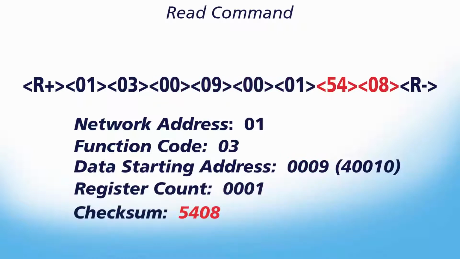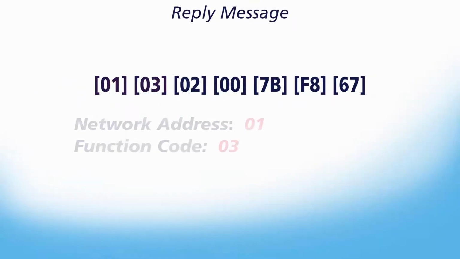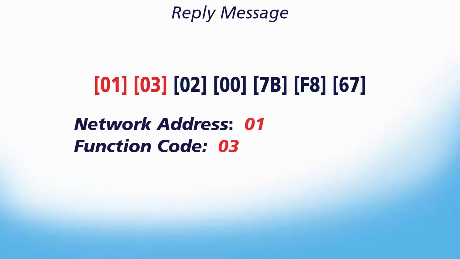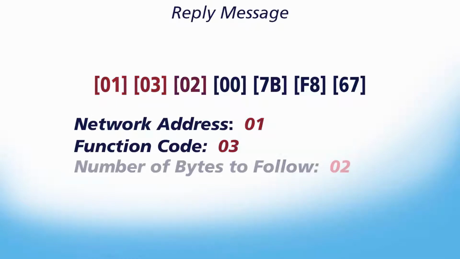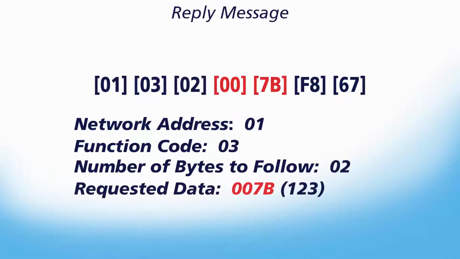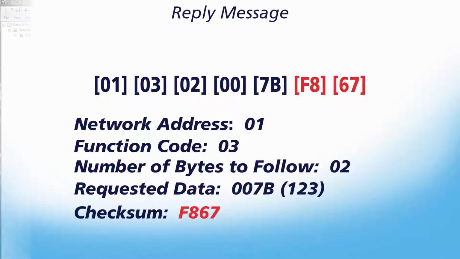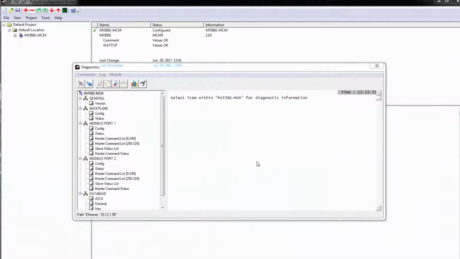the checksum. Now, in the case of a reply message to this request, we would get the node address and the function code repeated back, then the number of bytes of data to follow, and you can see we have 2 bytes, then the requested data itself, which in this case is 007B, which in regular numeration would be 123, and the checksum.